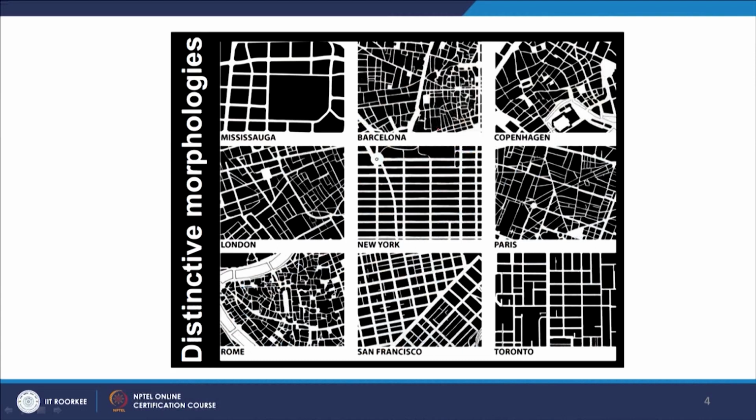Coming to distinctive morphologies, you look at cities like Barcelona, Copenhagen, and even London, New York, which is much more in a linear fashion. And if you look at the old part of London, and you have Rome again, and San Francisco, Toronto, each of these cities is distinctive by its composition. They vary by their network, they vary by their scales, and it all comes through the cultural roots, how they have evolved.